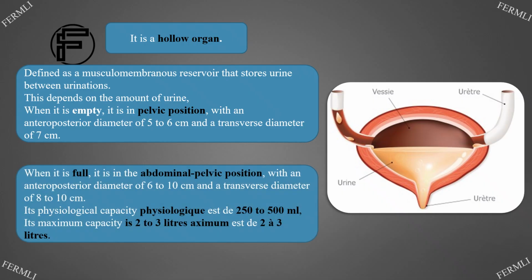When it is full, it is in the abdominal pelvic position, with an anteroposterior diameter of 6 to 10 cm and a transverse diameter of 8 to 10 cm. Its physiological capacity is 250 to 500 milliliters. Its maximum capacity is 2 to 3 liters. The urinary tract.